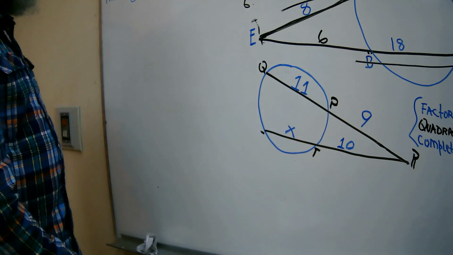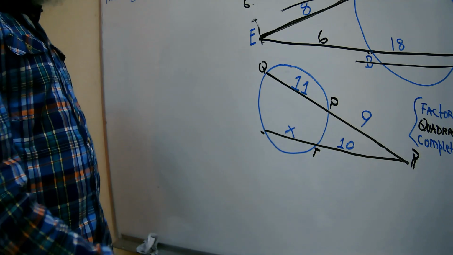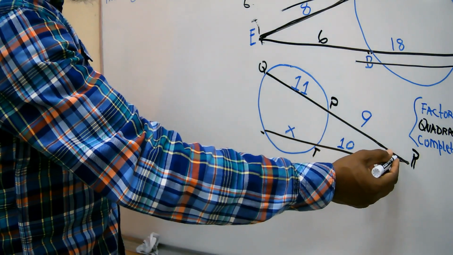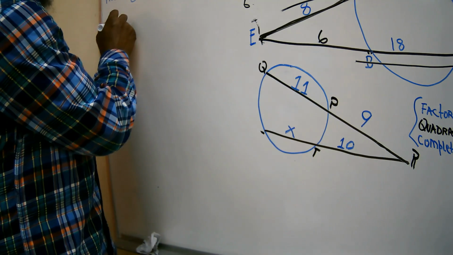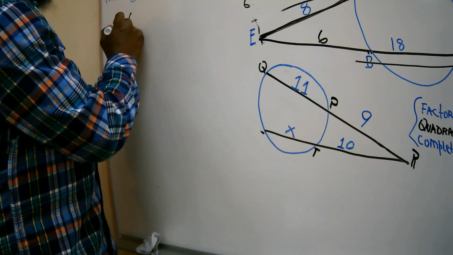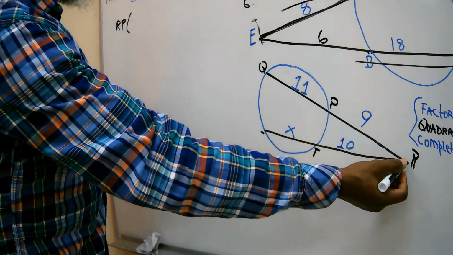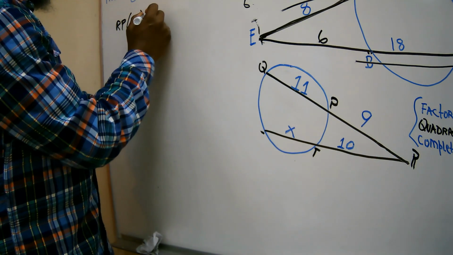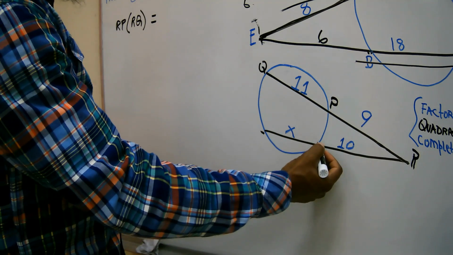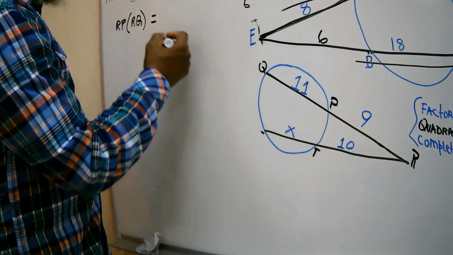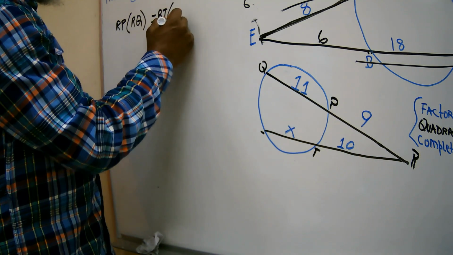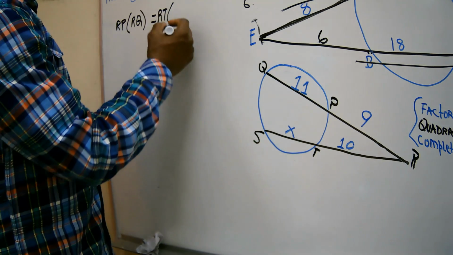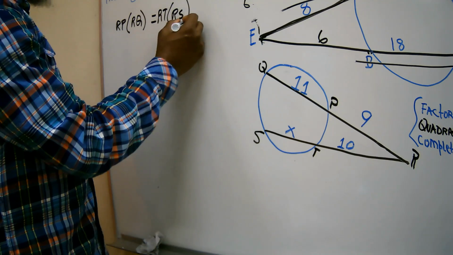Alright, so let's solve the other equation. We have this here. So it's the external part, which is RP, you will have RP times RQ is equal to the external part of this, which is RT, times RS. That will give you your equation.